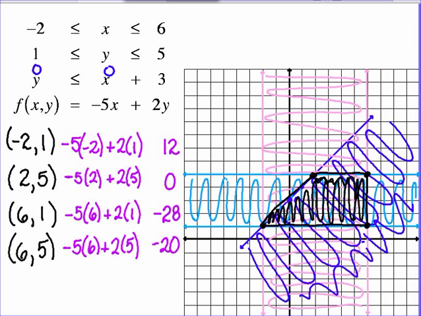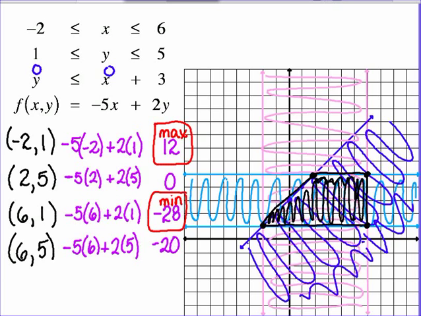What did you get the max to be? 12. What did you get the min to be? Negative 28. Good. So do we kind of see what we're going to have to be doing here? Up until this point, we've dealt with bounded regions. We haven't dealt with unbounded regions. So let's go ahead and look at the next one. I have a feeling it's gonna be unbounded. That would be a good guess.